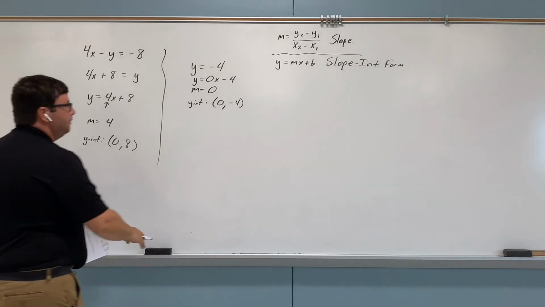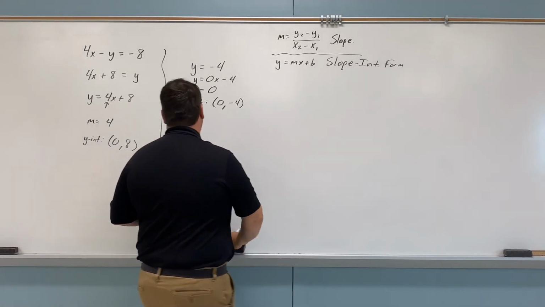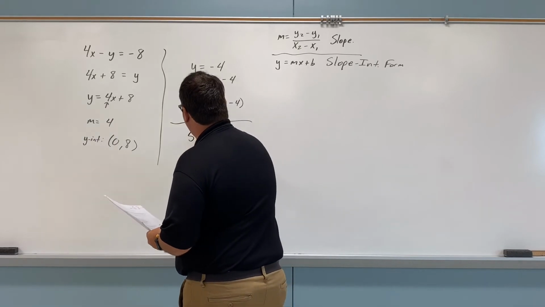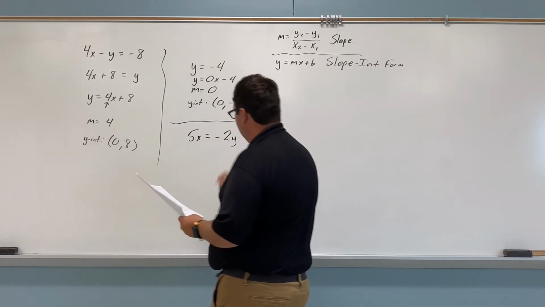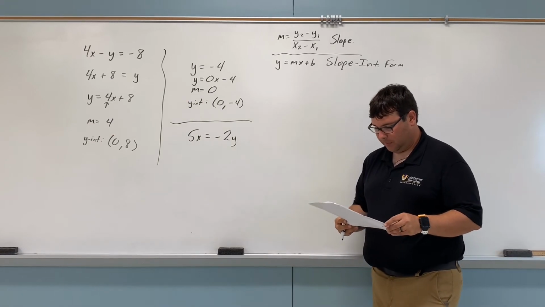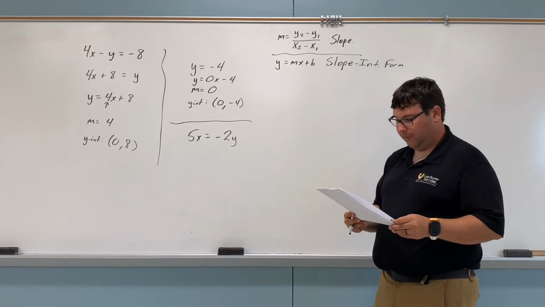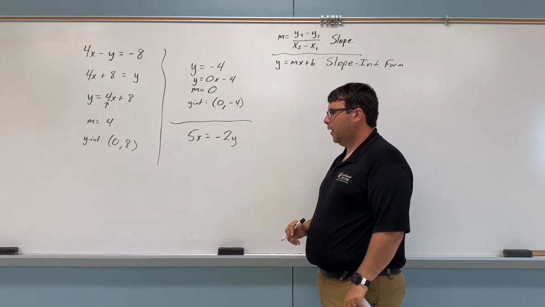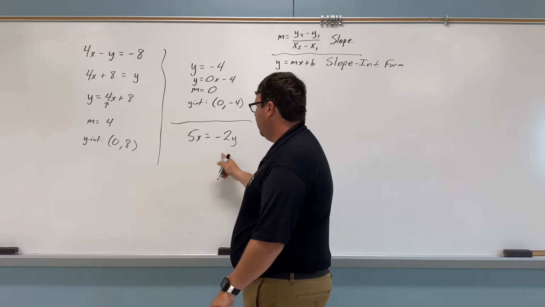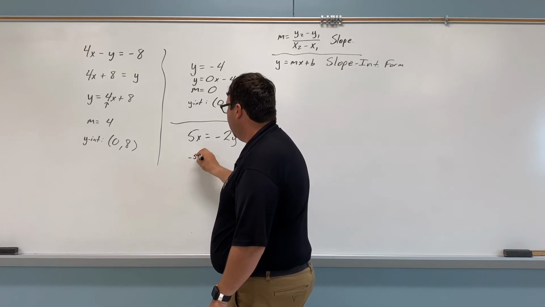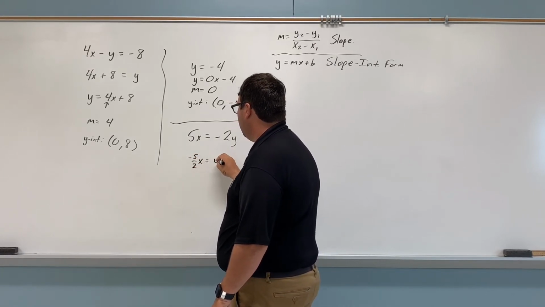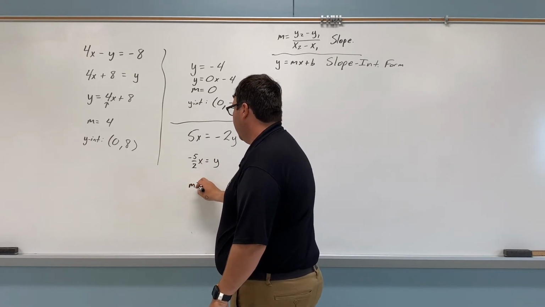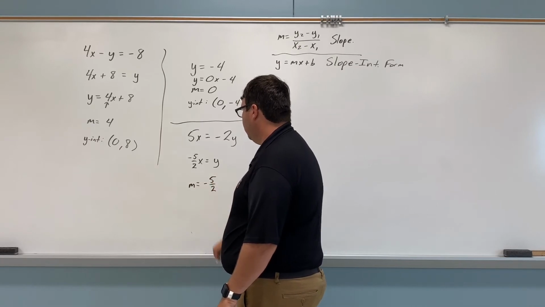All right, let's try another one. I've got plenty of room right here. I'm going to put it right there. Let's try 5x minus 2y equals negative 2y. Okay, so if I'm looking at this particular problem, again, solving for y, I'm going to divide by negative 2. I have negative 5 halves x is equal to y. This means my slope is negative 5 halves.